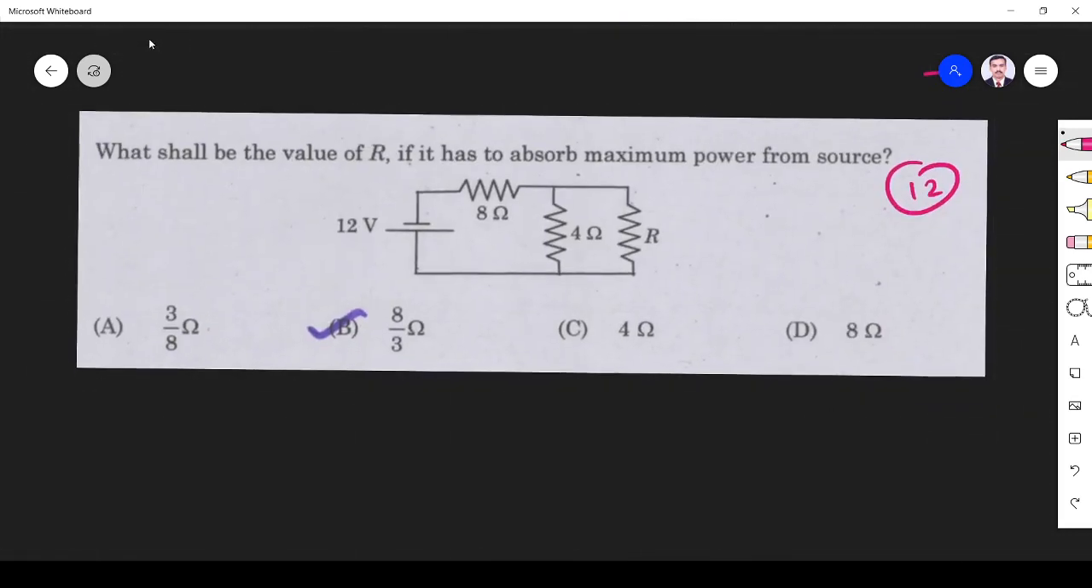Next one, what shall be the value of R if it has to absorb maximum power? So R is a load resistance for maximum power transfer.